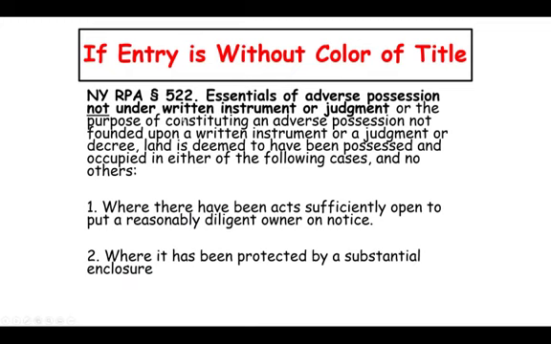Okay, so here's the statute. New York Real Property Statute 522. Essentials of adverse possession not under written instrument or judgment. The part that is key is: land is deemed to have been possessed and occupied in either of the following cases and no others. One, where there have been actions sufficiently open to put a reasonably diligent owner on notice, and two, where it has been protected by a substantial enclosure. So when entry in New York is without color of title, the adverse possessor gets only the land that they have used openly and notoriously, or have put a substantial enclosure around. And I apologize, there should be an "or" between 1 and 2 on this slide.